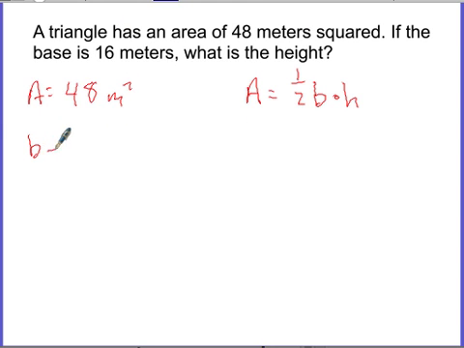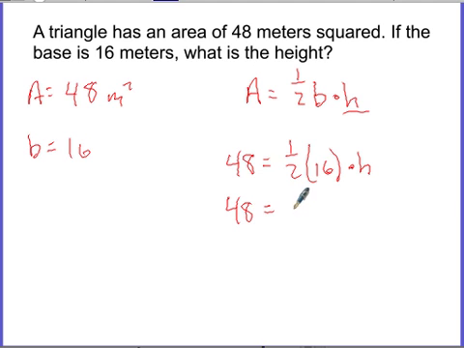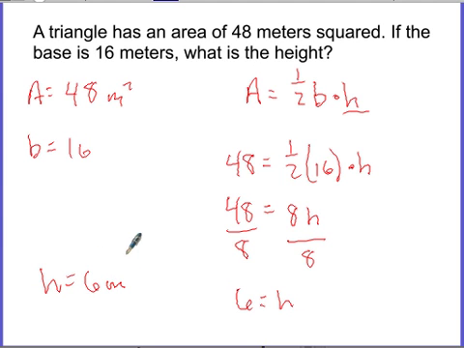So base is 16. We've got to solve for h. So area is 48 equals 1/2. What goes in for b? 16 times h. 48 equals 8 times h. Divide by 8. 48 divided by 8 is 6, so 6 equals h. Height equals 6 meters. That's your answer.